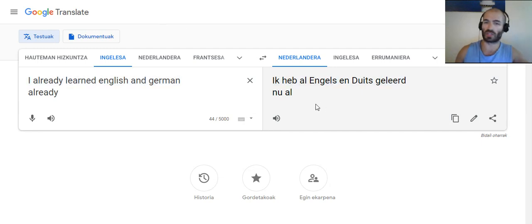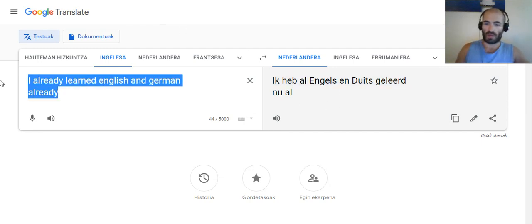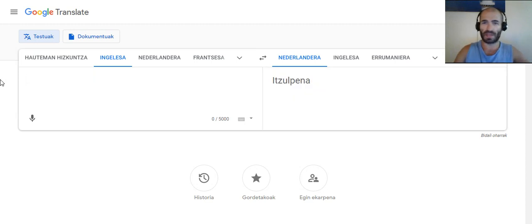Ja, very similar to German. Anyway. And then, yeah, this is my first time doing this, but I've been learning Dutch for a couple of weeks only. But you can do this a few minutes a day. It gets tiring, but it's very, very effective.